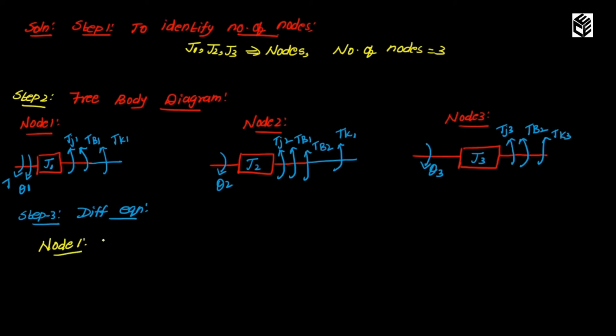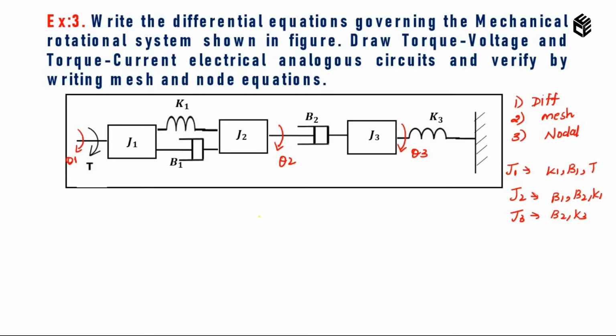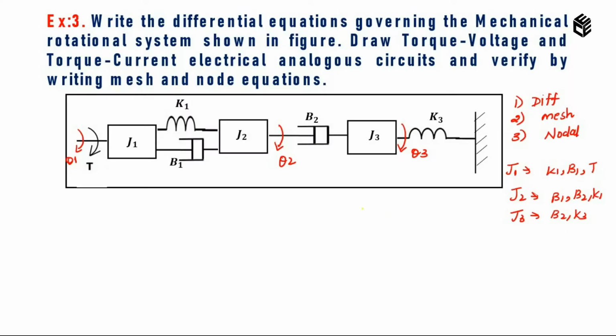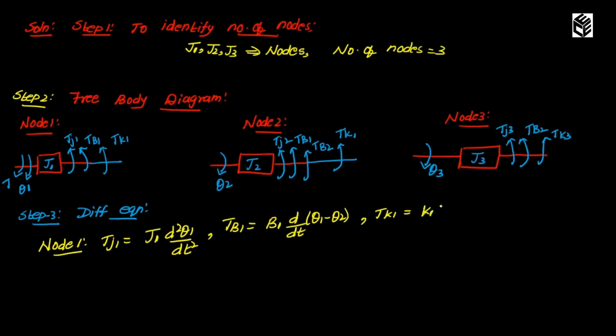So our step 3 is to write the differential equation for three nodes. So for node 1, the differential equations are Tj1 is equal to J1 into d square theta 1 by dt square, and Tb1 is equal to B1 into, B1 is connected between 1 and 2, therefore it is d by dt of theta 1 minus theta 2, and similarly Tk1 is equal to, K1 is also connected between 1 and 2, therefore K1 into theta 1 minus theta 2.